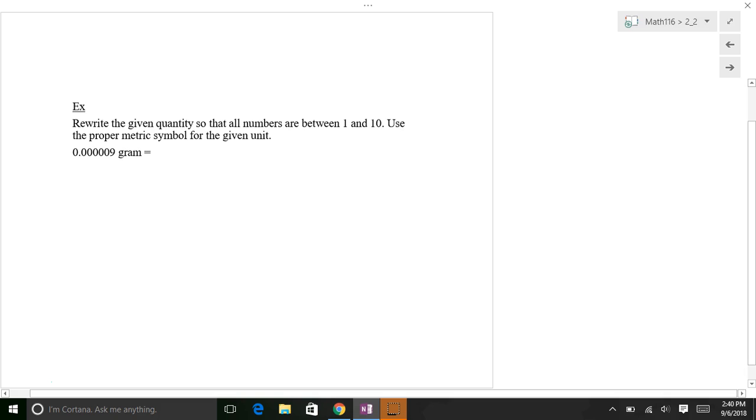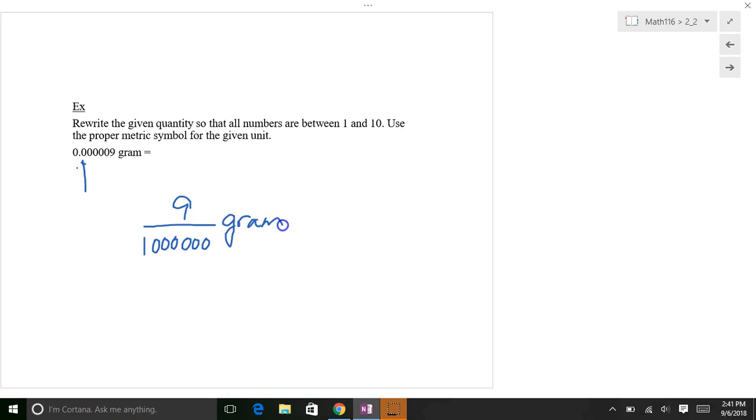Next one: rewrite the given quantity so that all numbers are between 1 and 10. Use the proper metric symbol for the given unit. What you want to do here is be able to read this. After the decimal, the first place is tenths, then hundredths, thousandths is the third one, ten thousandths, hundred thousandths, millionths. So this is 9 millionths of a gram.